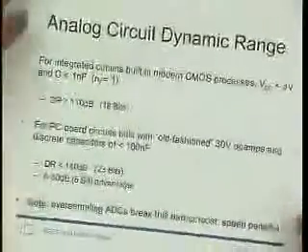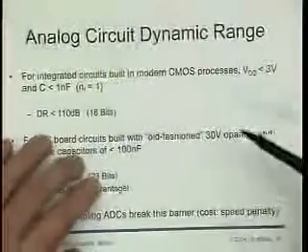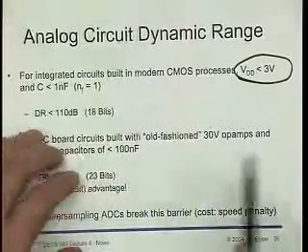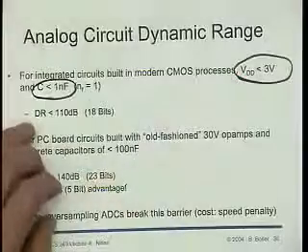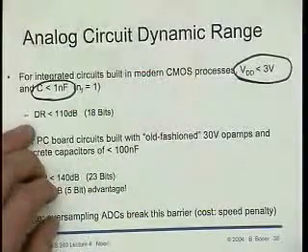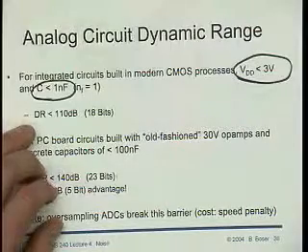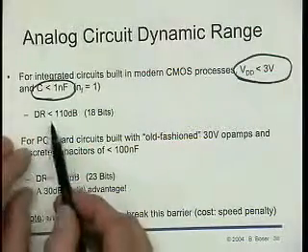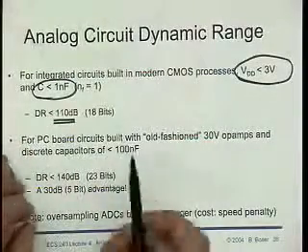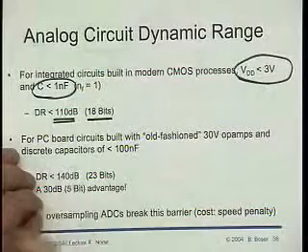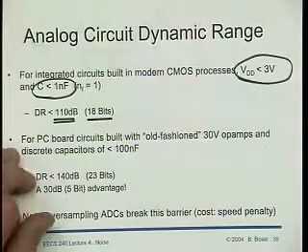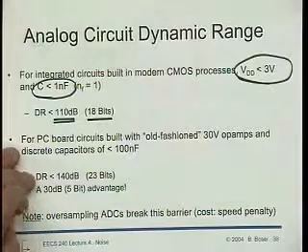Then we can use this equation now. Let's assume a generous 3 volt supply voltage. And let's assume that we have 1 nanofarad available to make our capacitor. That's kind of pushing. That's a big thing. That's going to be costly. Well, that translates into 110 dB, and if you use the equivalence between dB and bits, that's on the order of 18 bits.